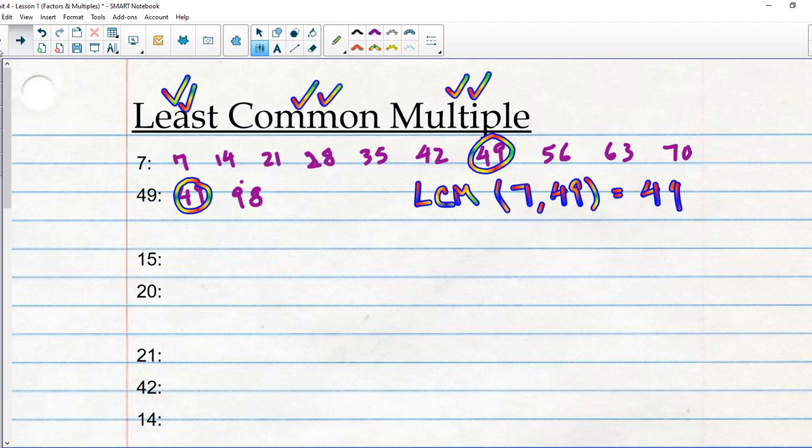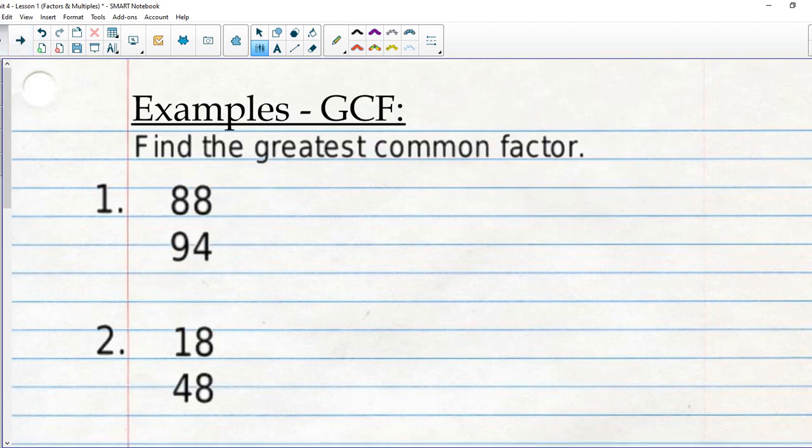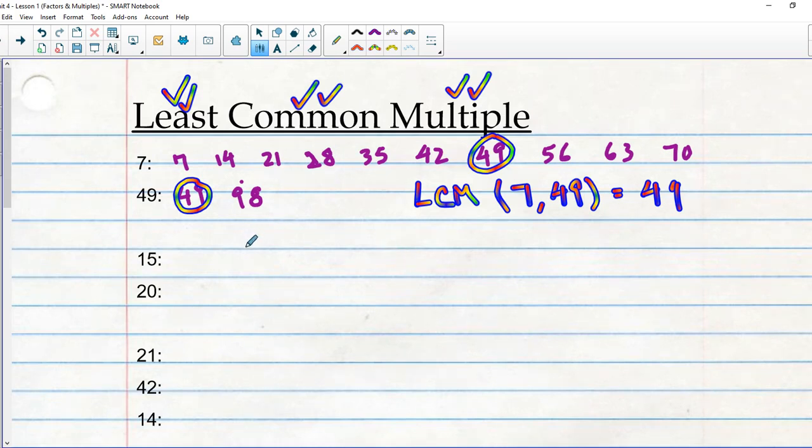Okay, so let's do 2 more examples. Hold on, give me 1 second. Now, we're good. Okay, all right. So let's take a look. Let's try this next one. Okay, ready? Now, here we have 15 and 20. So we're going to find the LCM, the least common multiple of 15 and 20.